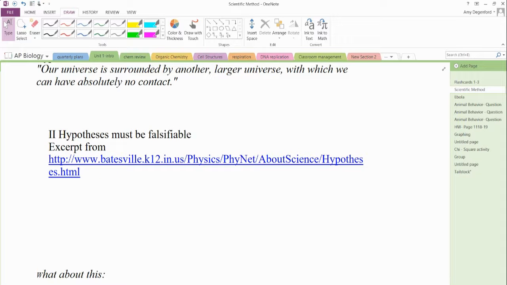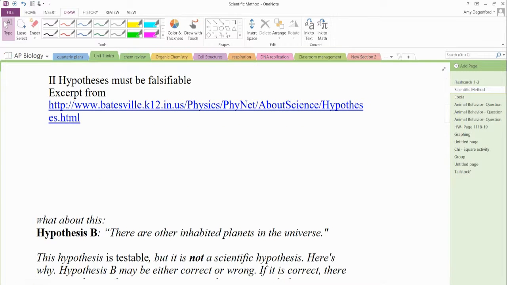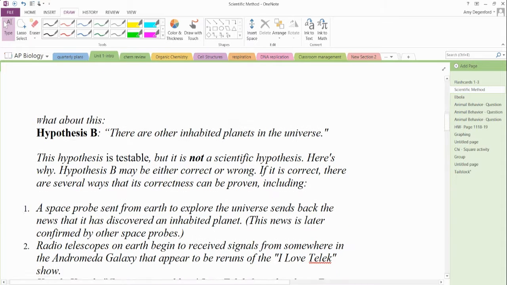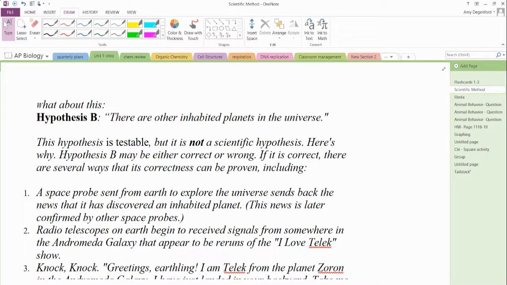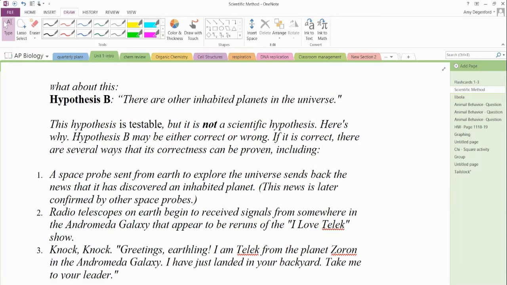Hypotheses must be falsifiable. Now, this can be a little tricky, but you need to be able to prove it false. So here's another hypothesis, hypothesis B. There are other inhabited planets in the universe. This hypothesis is testable, but it's not a scientific hypothesis. Here's why. Hypothesis B may be either correct or wrong.